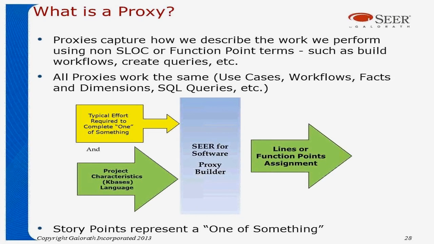And all proxies work the same. So if we're working with use cases or workflows or facts and dimensions tables or queries, whatever it might be, if you can describe the effort to complete one of something, you can use the proxy builder tool. So the process is identify the effort associated with building that one of something, set up the project characteristics within the tool, then you launch the SEER proxy builder tool, and it'll help generate the relationship between that one of something and how many lines of code or function points that will take. In our world, for this estimate, a story point is going to be our one of something.